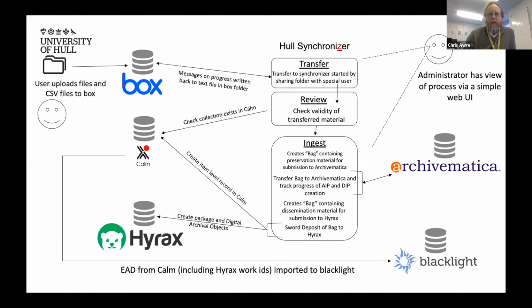In more detail, this is how the Hull Synchronizer works in terms of coordinating the different elements. As you see, the user uploads the files to Box. They're then transferred from Box, reviewed, and then passed to Archivematica. And then from Archivematica, the output is taken and transferred to Hyrax and Calm.